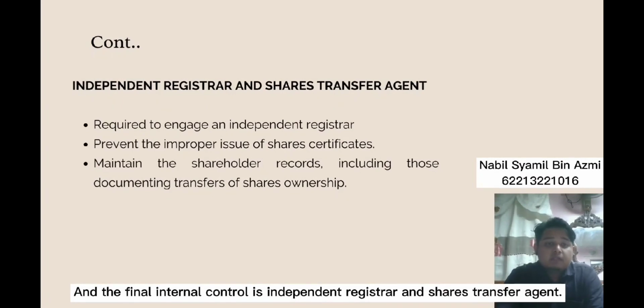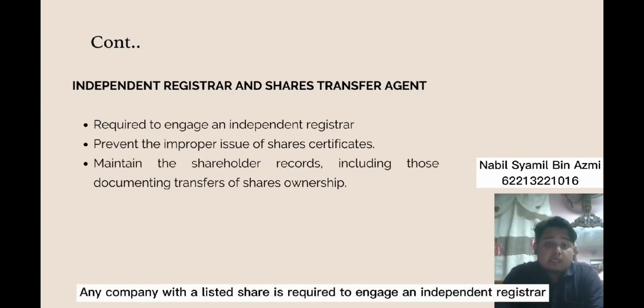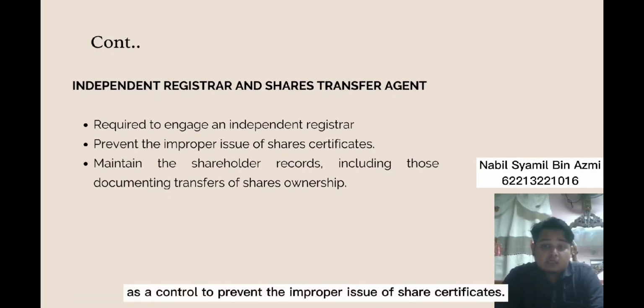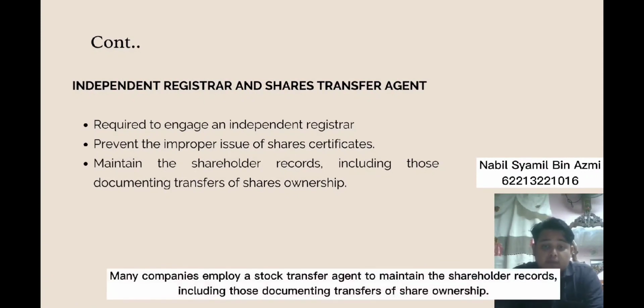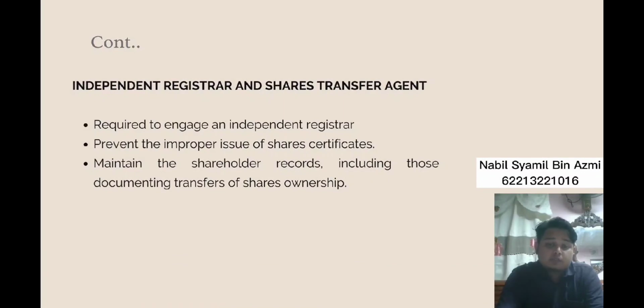And the final internal control is independent registrar and share transfer agent. Any company with listed shares is required to engage an independent registrar as a control to prevent the improper issue of share certificates. The registrar is responsible for signing all newly issued certificates and making sure that all certificates are received and cancelled before a replacement certificate is issued. Many companies employ a share transfer agent to maintain the shareholder records, including those documenting transfer of share ownership.